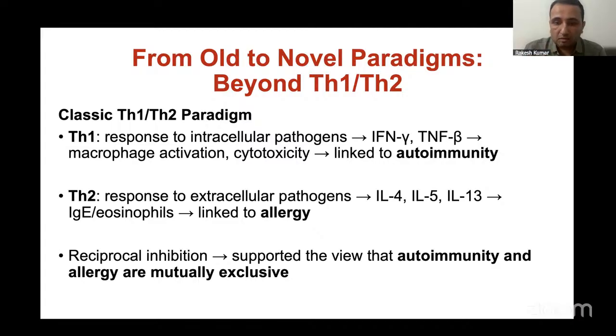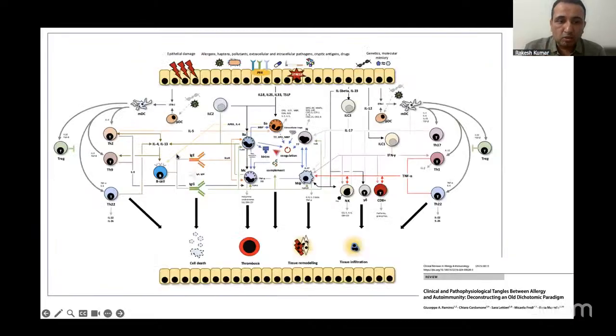What this slide shows, and I don't want to make it too complex, is that there are several immune pathways beyond the Th1 and Th2 pathways, and the Th1 and Th2 pathways can coexist also. So it is not necessary that if Th1 is higher, Th2 may not be working.